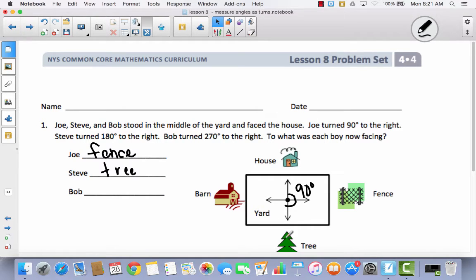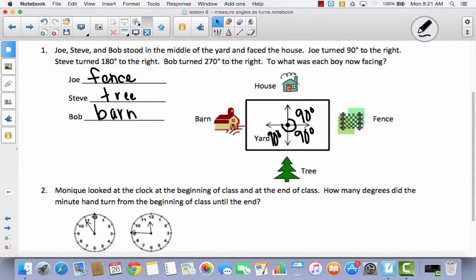All right, see if you can figure out where Bob was facing. He starts by facing the house, and he turns 270 degrees. So he's going to turn 90 degrees and be facing the fence. Turn 90 degrees more, he's facing the tree. Now he's gone 180 degrees. He's going to go 90 degrees more, and now he is facing the barn. Okay? All right, let's take a look at number 2.